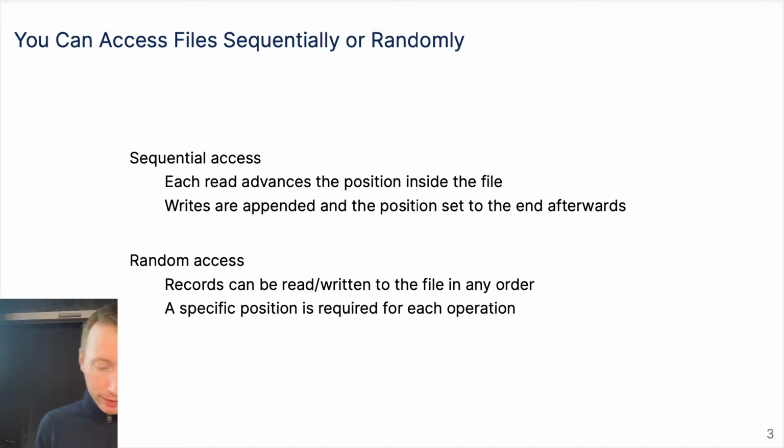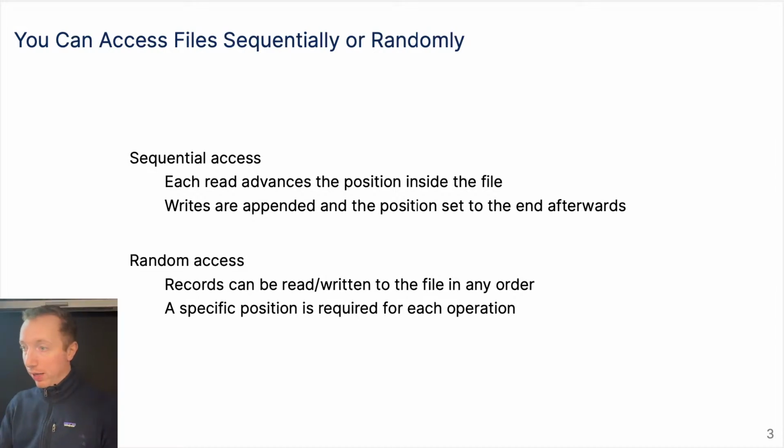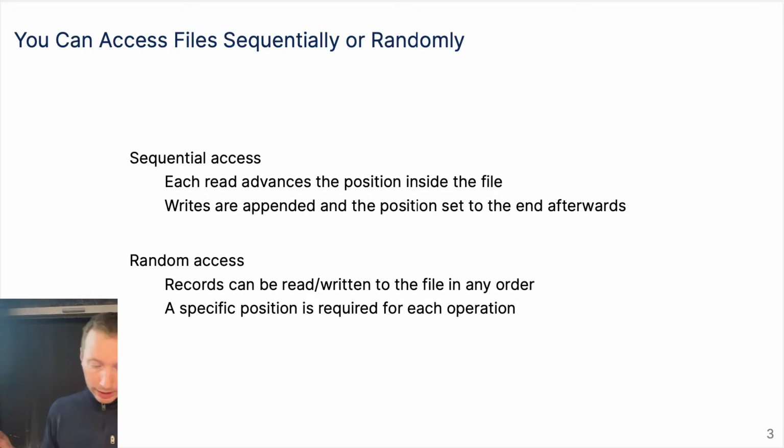Then another way to access files is randomly. You might want to randomly jump all over a file and read and write in any order. For that, you would have to specify a position for each operation, which we don't actually know how to do yet, because so far, unless someone is doing something really tricky, everyone has just been accessing files sequentially. They just open them, read and write.